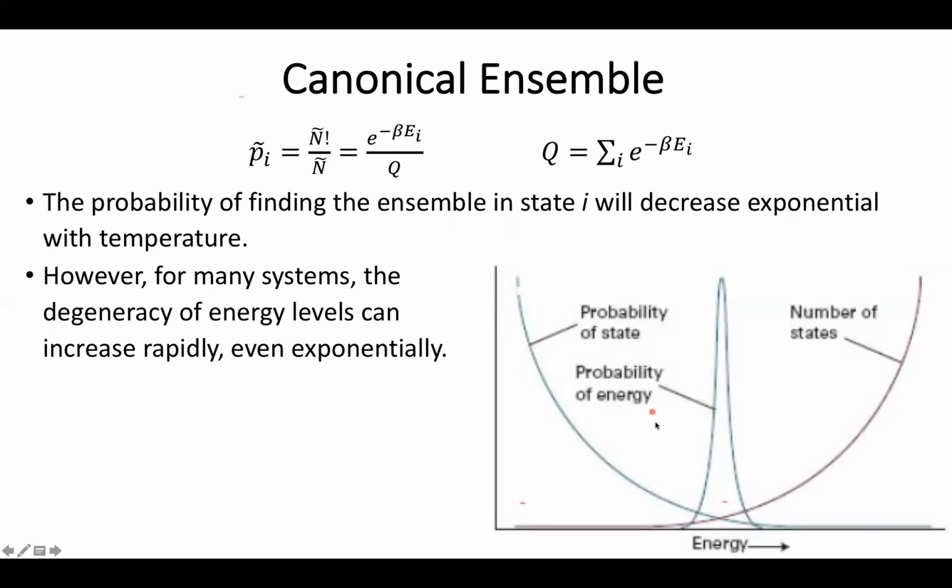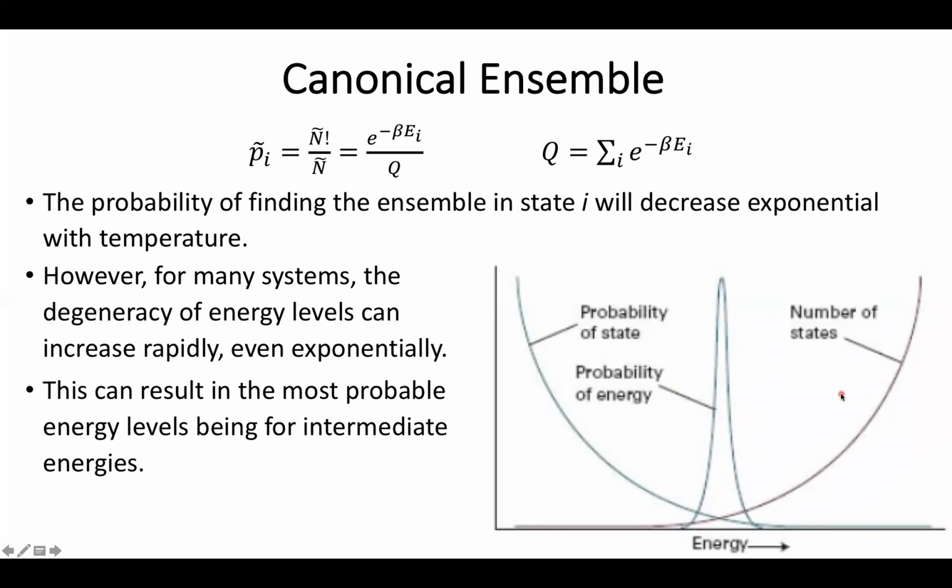So what this means is that the most occupied energy levels tend to be at these more intermediate levels. But again, it all depends on the degeneracy of our energy levels. It isn't uncommon for these energy levels to even be exponentially populated, which can really dictate which energy levels are the most probably occupied, though it is very much not uncommon for them to be intermediate energies.